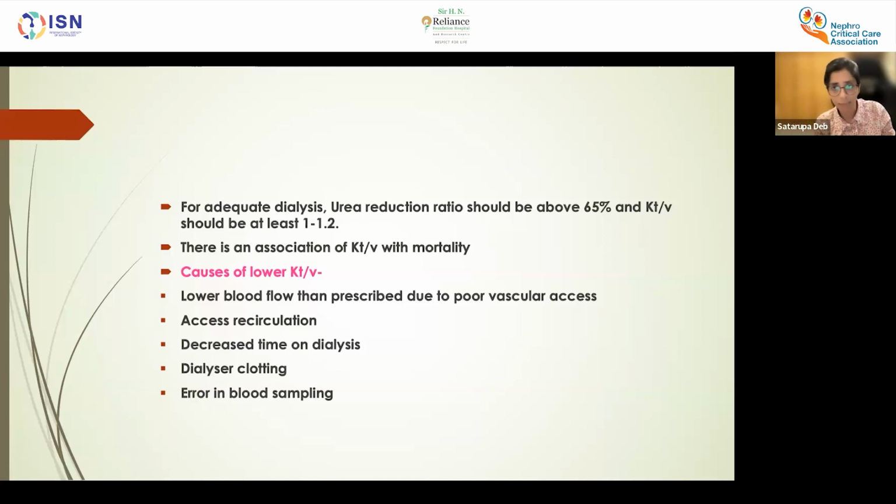And pre-dialysis BUN sample is easy. You collect it before the start of dialysis, from the arterial port. Arterial port. Of the arterial port. That is important to remember.